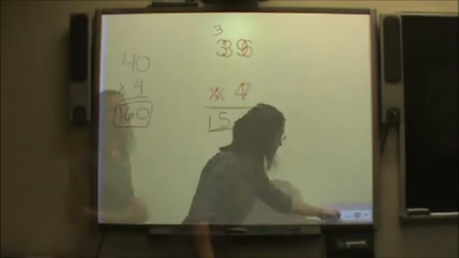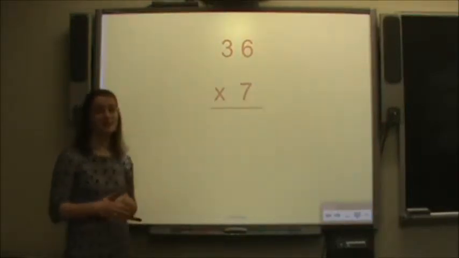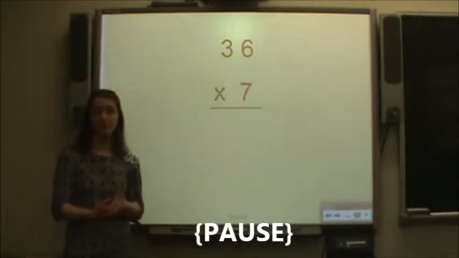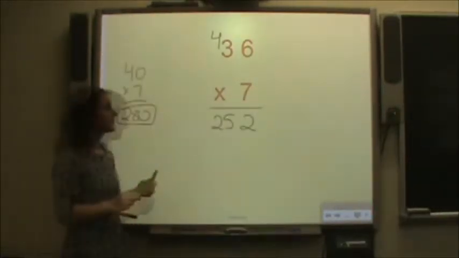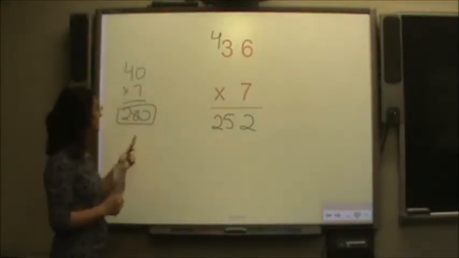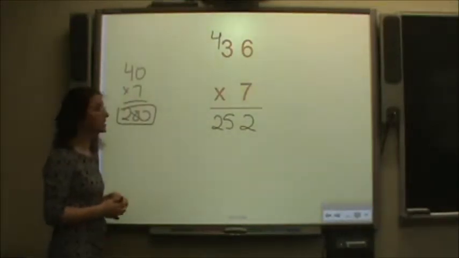Great. You're going to do this one entirely on your own now. So find your ballpark estimate and then solve the problem. If you need to go back in the video to review what the steps are, go ahead and do that. Pause the video now and solve it. Your answer should be 252, and you should have found that that was pretty close to your ballpark estimate. Mine was 280, so that works.